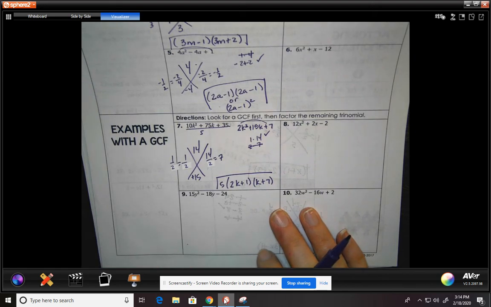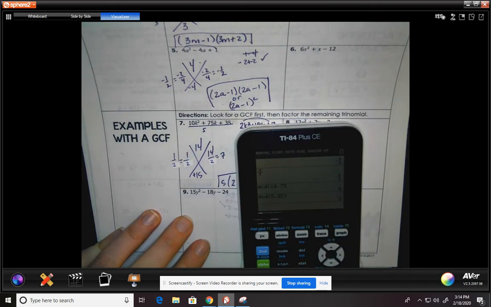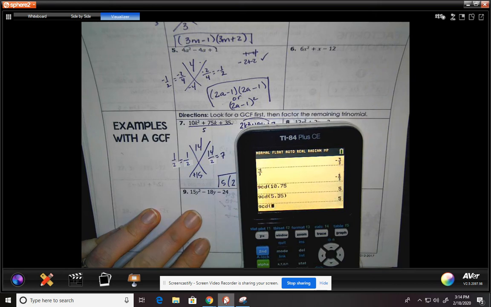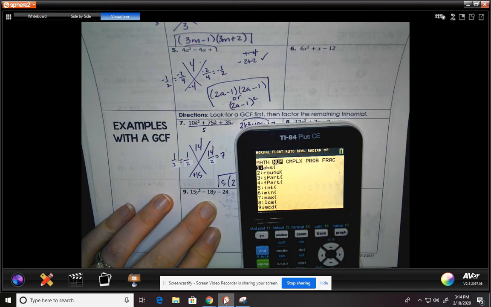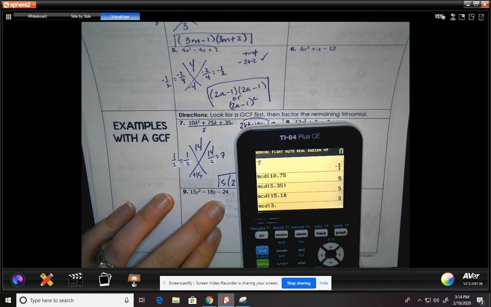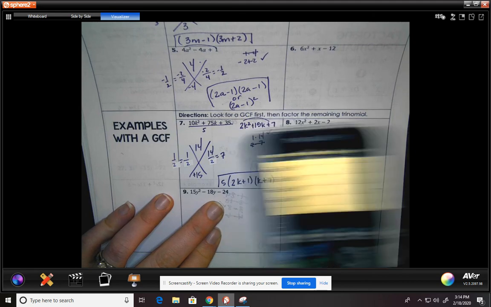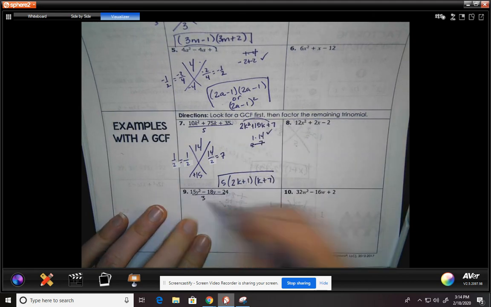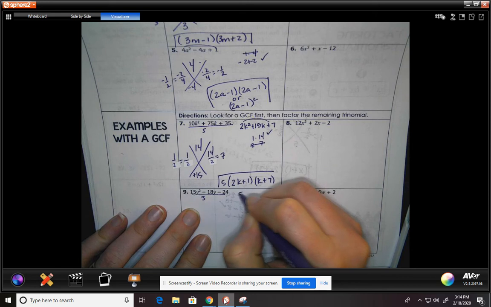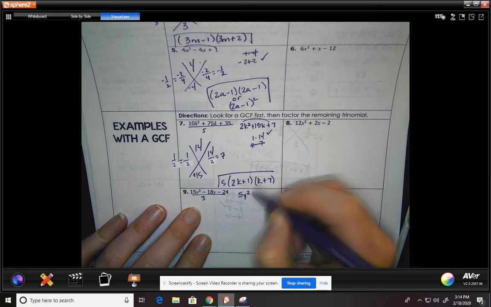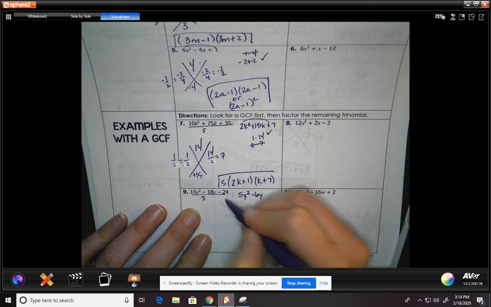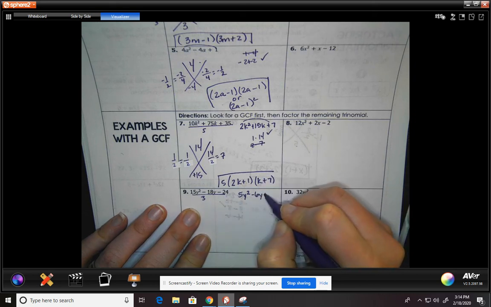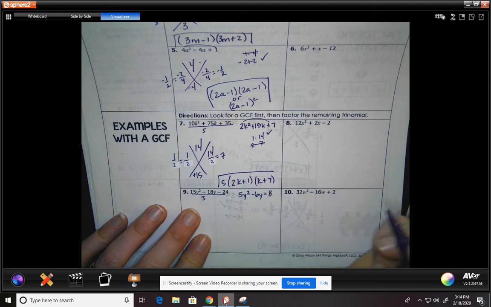Okay, last problem. Maybe no mistakes on this one. To find out my GCF, math over to number 9, 15 comma 18. That gives me 3. Once I have that, math over to number 9, I type the answer 3 comma 24, and my GCF is 3. So I can divide everything by 3. 15 divided by 3 is 5, and I keep the y squared. Negative 18 divided by 3 is negative 6, and I keep the y. Negative 24 divided by 3 is negative 8.